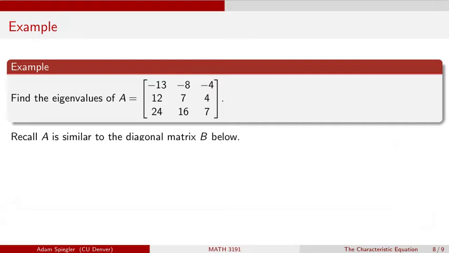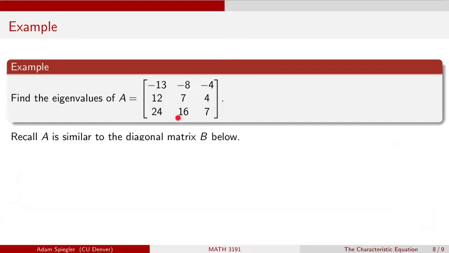And so we were looking at a 3 by 3 matrix A, where the first column was minus 13, 12, and 24, and the second column was minus 8, 7, and 16, and the third column was minus 4, 4, 7. And now let's say we want to find the eigenvalues of this matrix A.